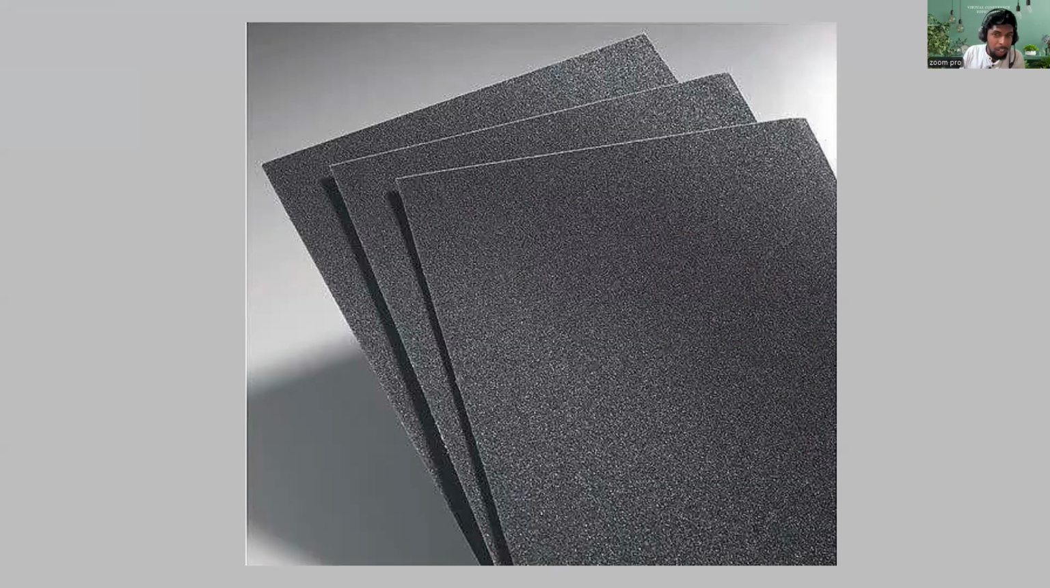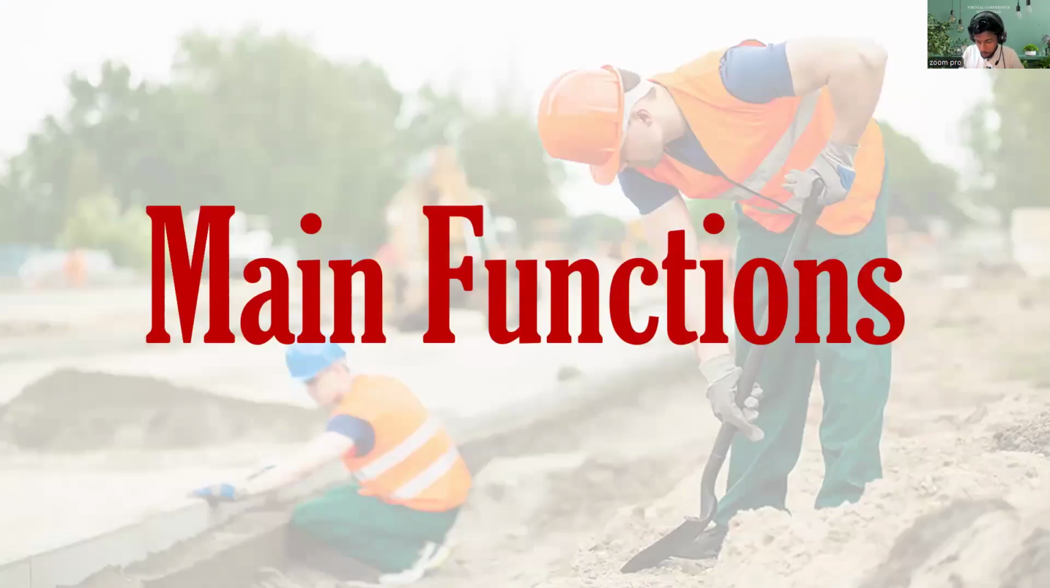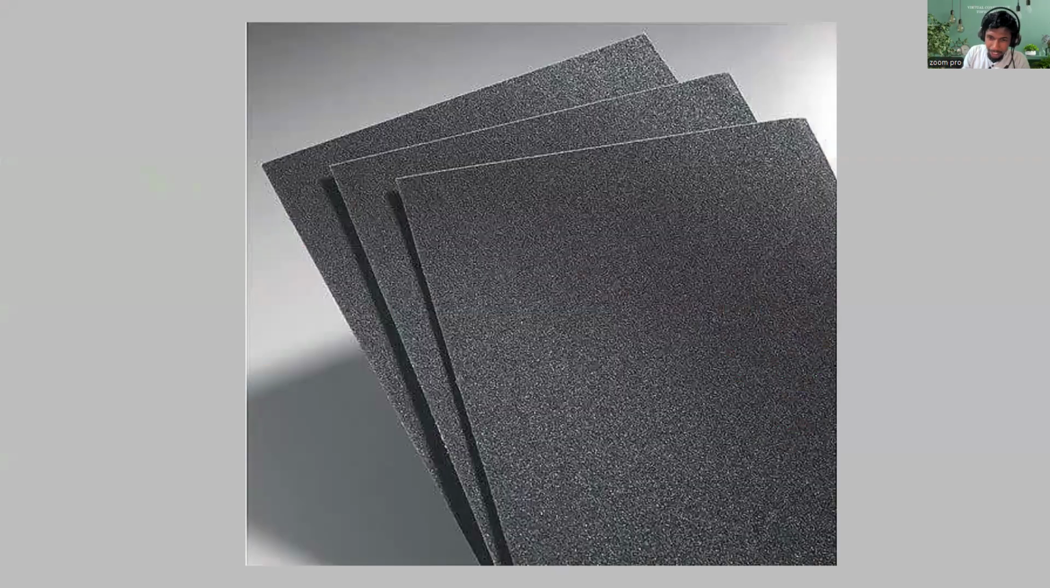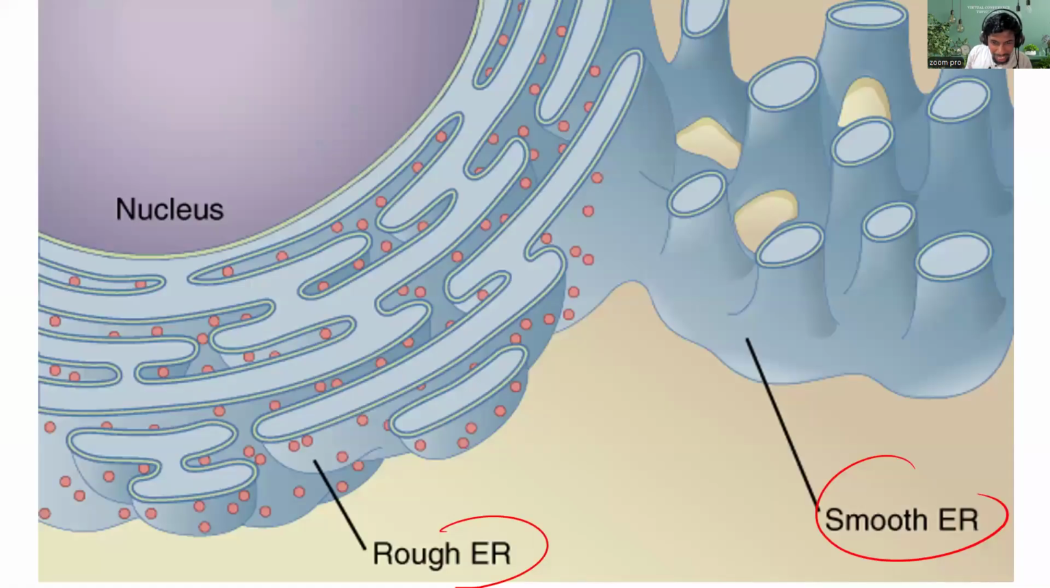So that's why it is called rough endoplasmic reticulum. The function of the rough endoplasmic reticulum is the transportation of protein, because the ribosome will produce a protein and that protein will be transported through the rough endoplasmic reticulum. Did you get the idea? The rough endoplasmic reticulum has the ribosome on the surface. These are the ribosomes, they will produce the protein, and that protein will be transported through the cell by the rough endoplasmic reticulum.